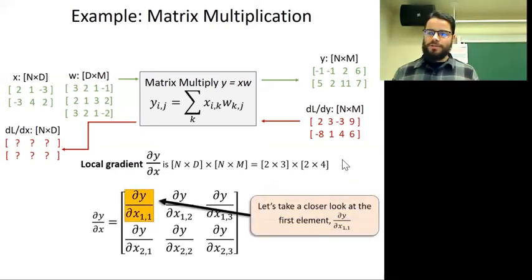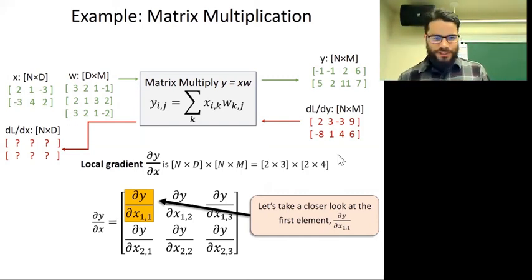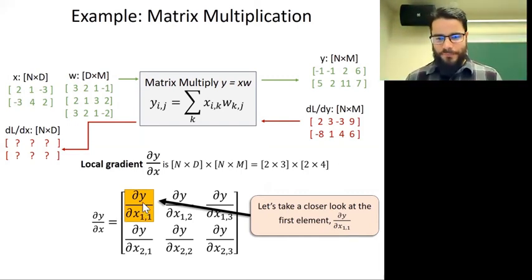So we are going to concentrate in just a slice of the local gradient, just this first one, which, as I said, by itself is a matrix, okay? Let's take a closer look then at the first element, the derivative of the output with respect to the first element of parameter x, x11.